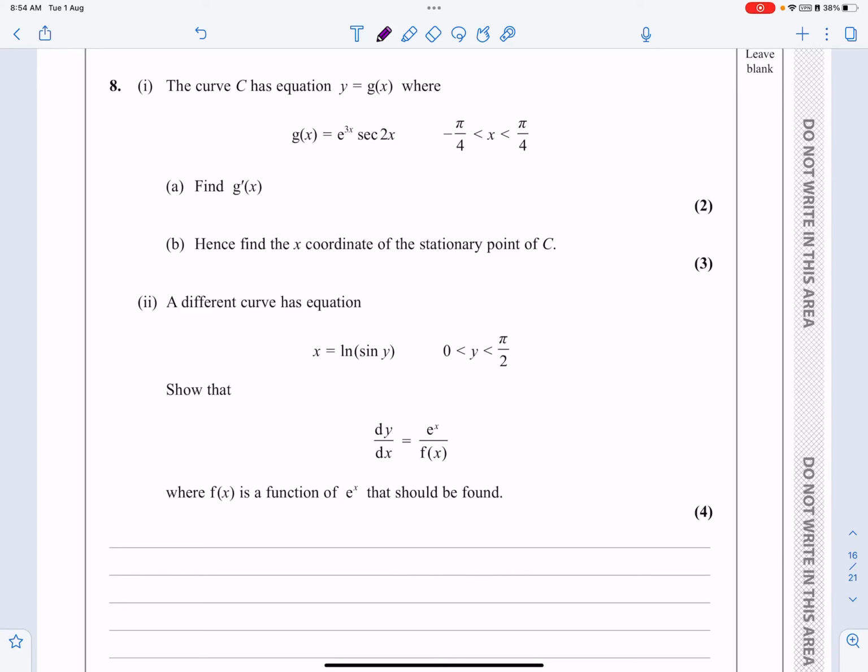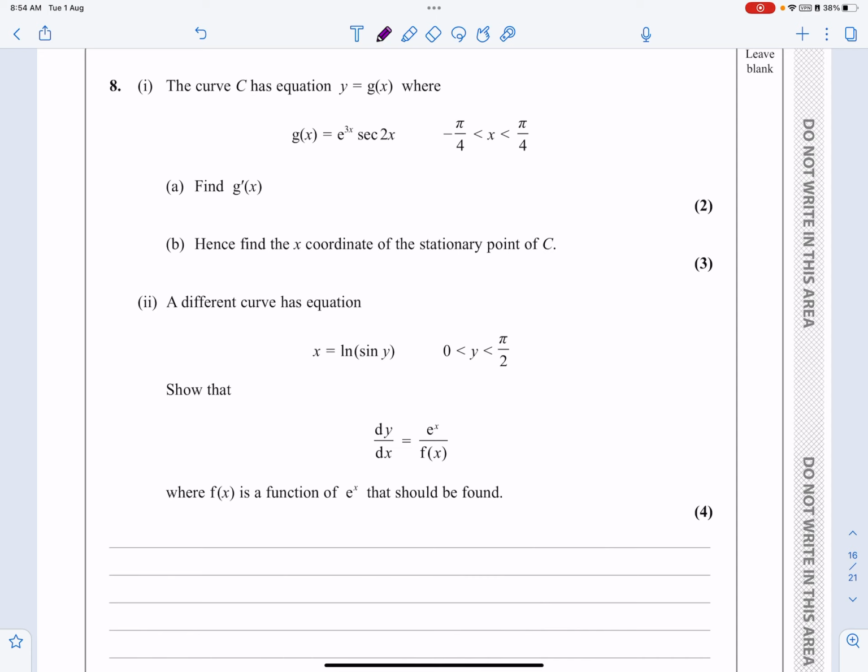Okay, this is the P3 paper from October 2020. It's question number 8, and as we can see, this is a differentiation question. What have we got? We're going to have product rule there. We can see we're going to be differentiating exponentials and trig functions, and I think later on we're going to be differentiating logs. So pretty big differentiation question. Let's make a start to it.